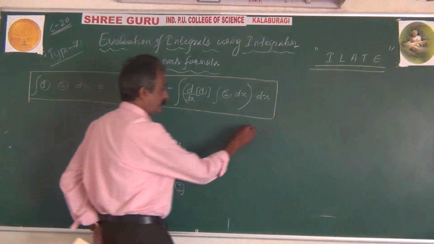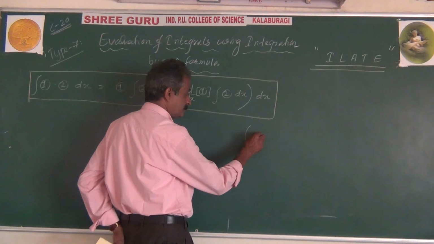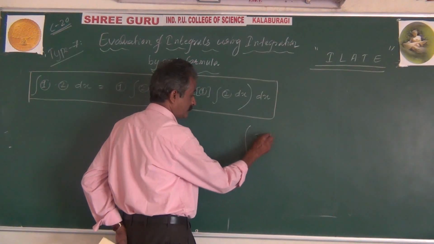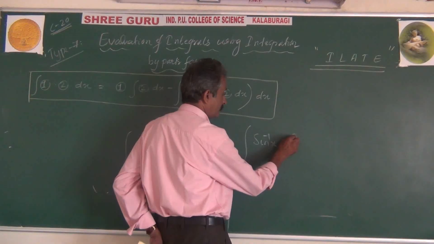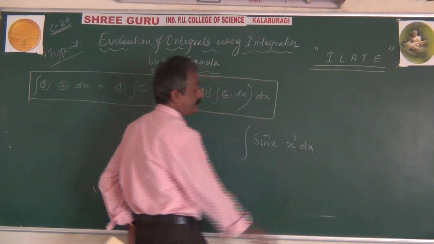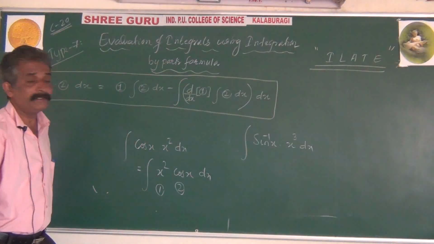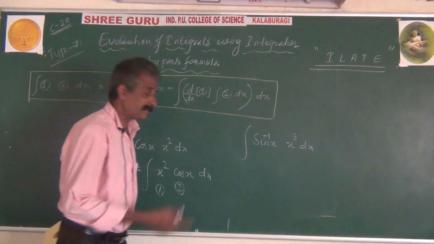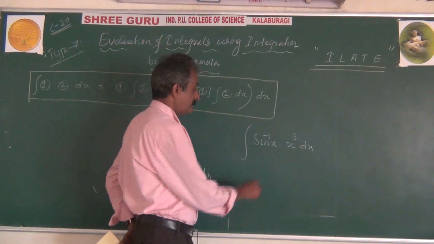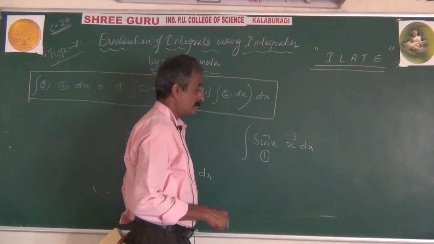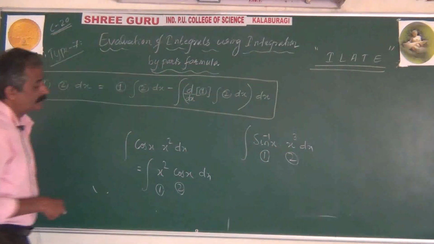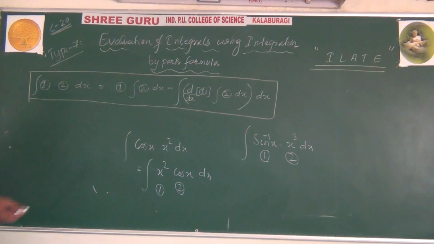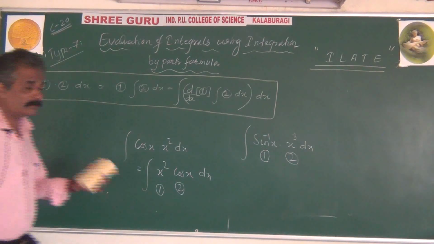Suppose you want to find the integration of sine inverse x into x cube dx. Here, because I comes first, meaning the inverse function comes first, take sine inverse x compulsorily as the first function and x cube as the second function, use integration by parts and get the result of the integration. Okay, hope you got the point.